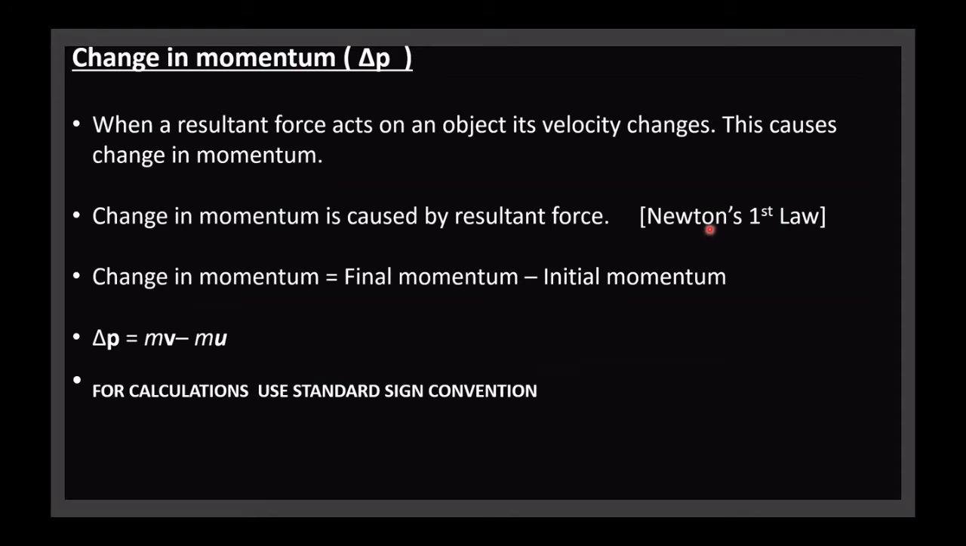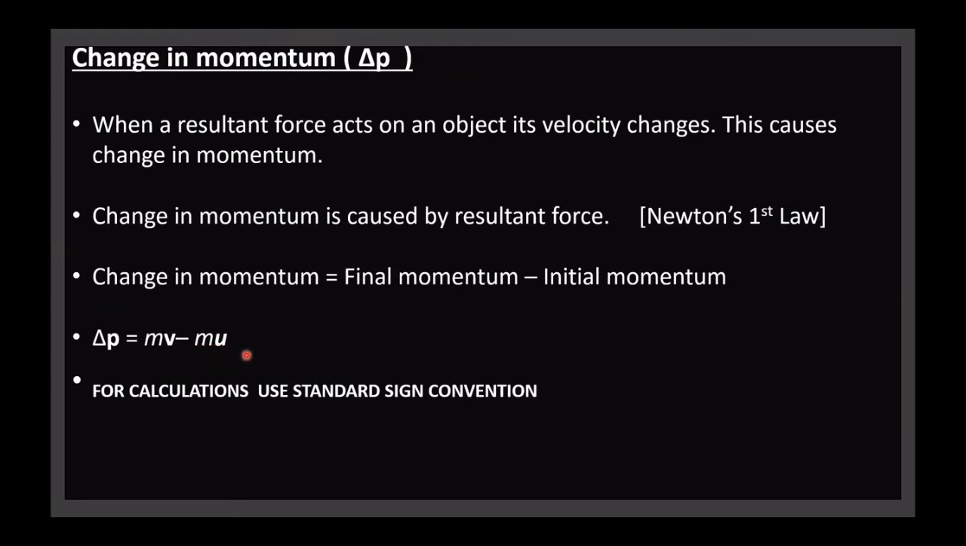But how to calculate change in momentum? Change in momentum is calculated as final momentum minus initial momentum. So you can make use of this formula for calculation. delta p is equal to mv minus mu. In this, v is the final velocity and u is the initial velocity.